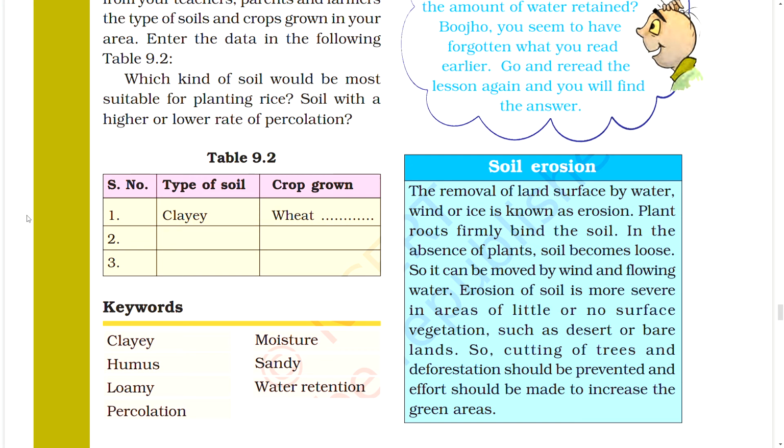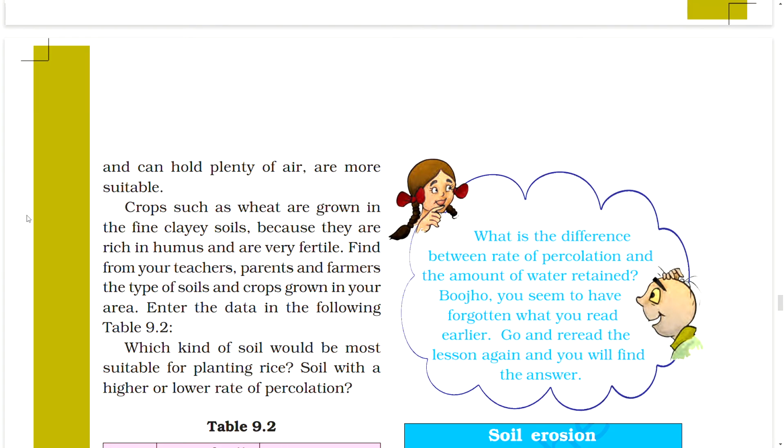Table. Serial number, type of soil, crop grown. 1. Clay, wheat. 2, 3. Do this and comment this. What is the difference between rate of percolation and the amount of water retained? Bojo, you seem to have forgotten what you read earlier. Go and reread the lesson again and you will find the answer.